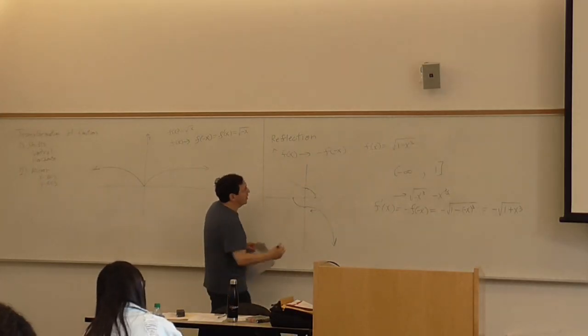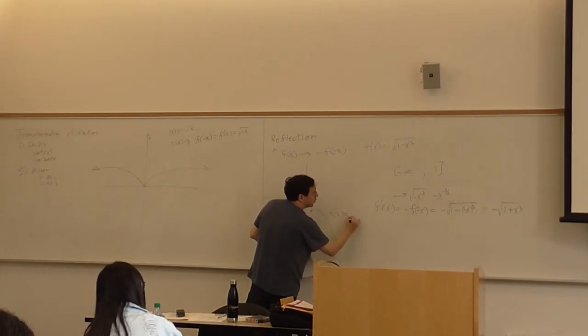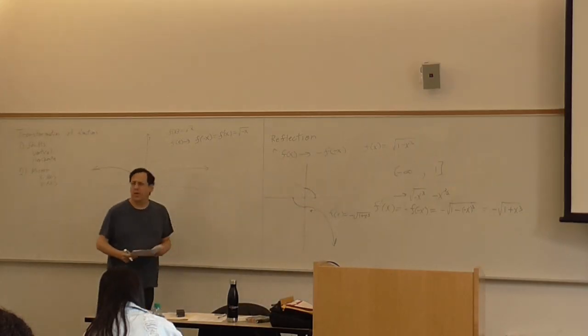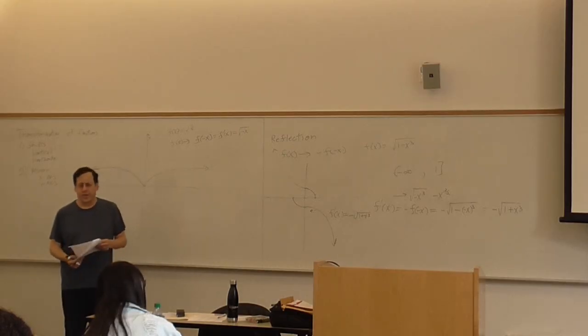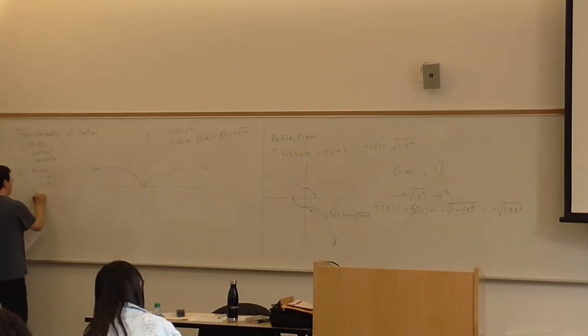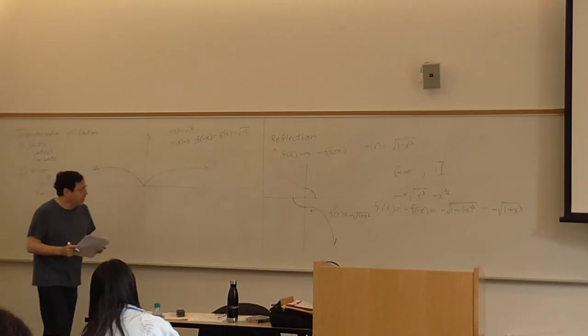Okay, so this is f prime of x equal to negative square root of 1 plus x cubed. Okay, that one was a bit tricky. But that's, again, now we know we can reflect in the x and y axis.